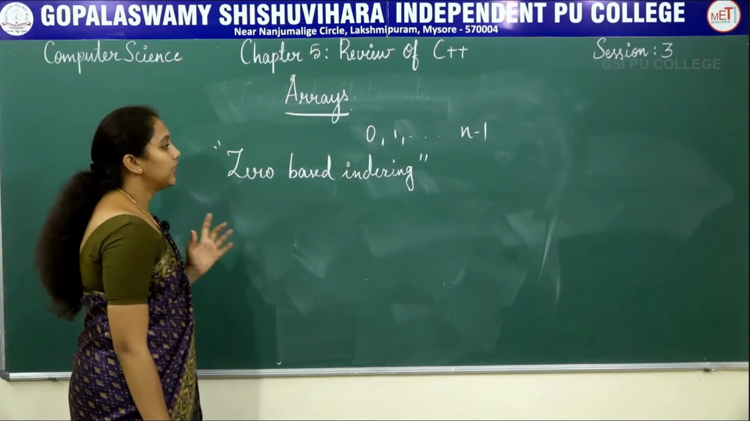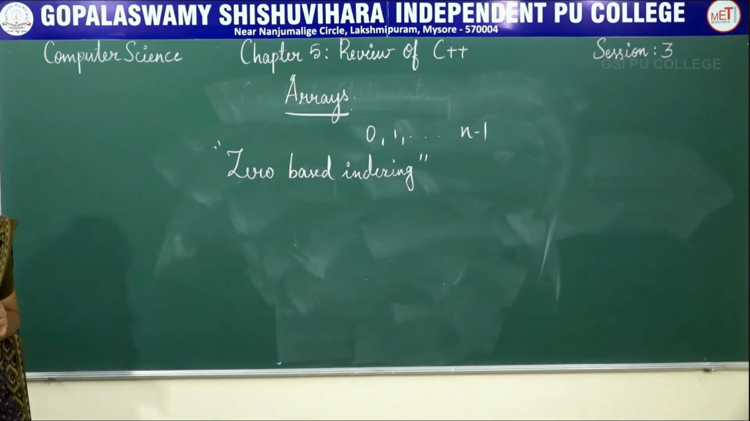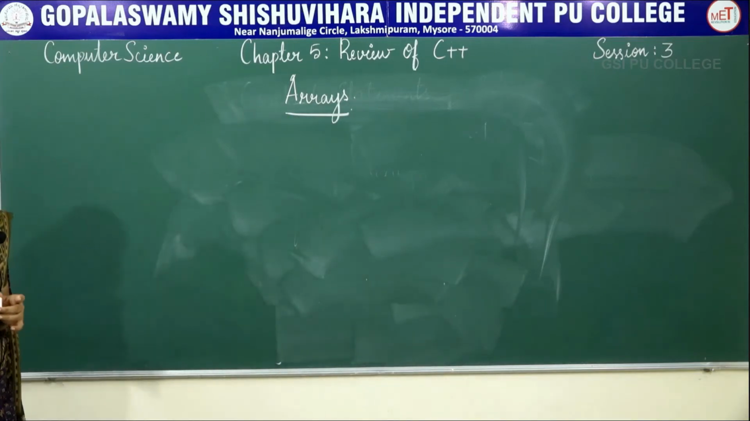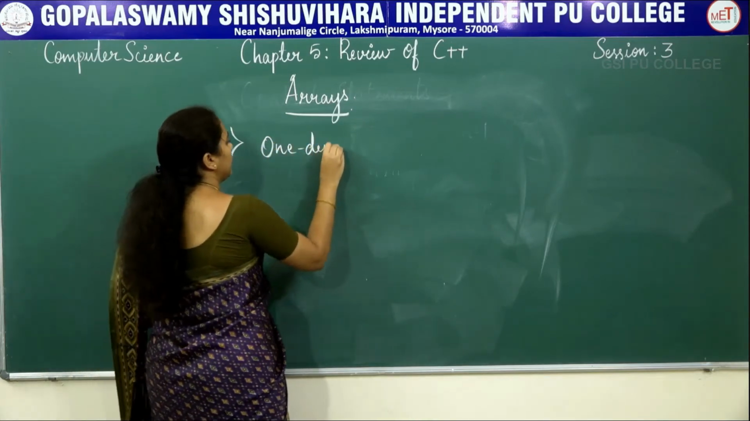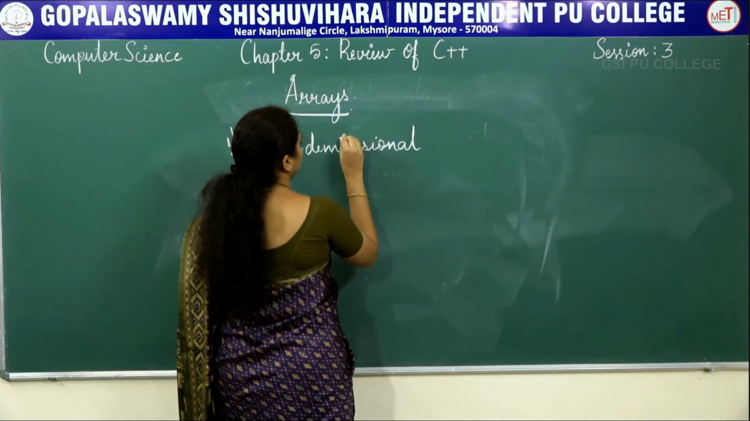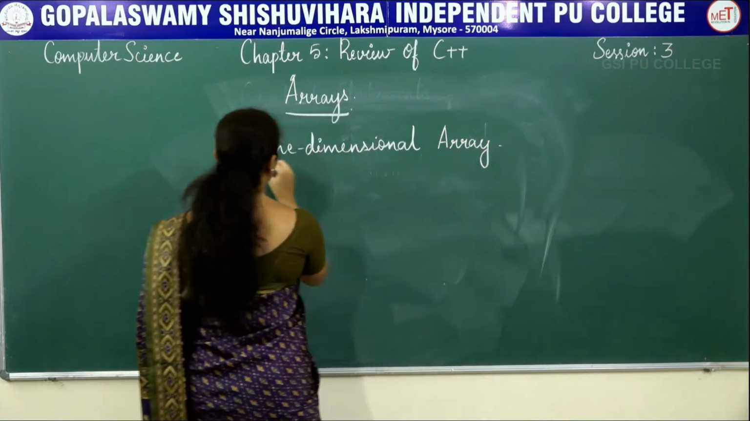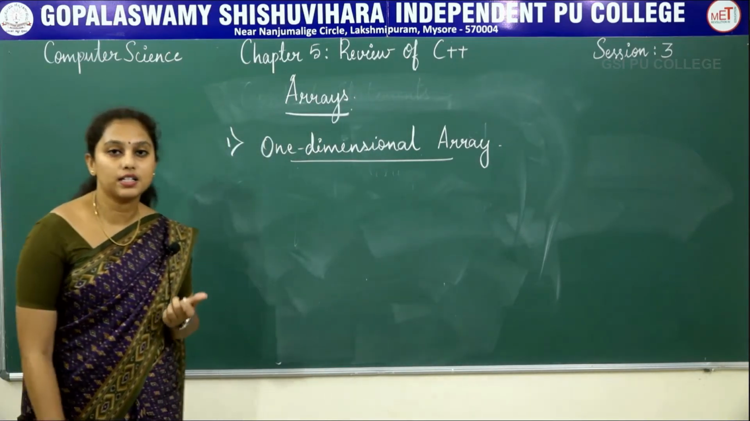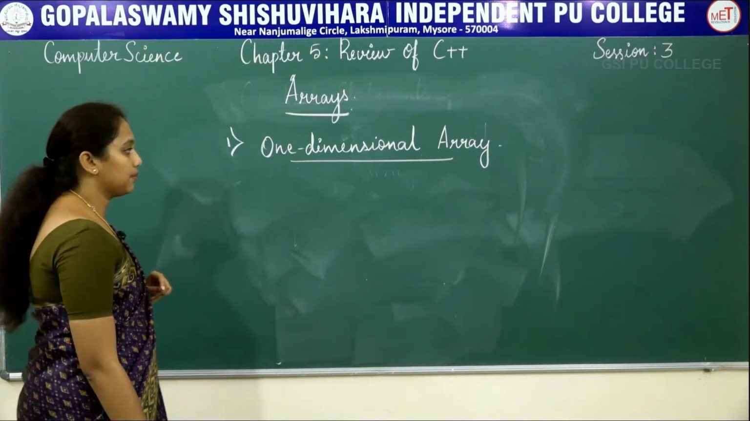So arrays are of three types. The first type is the one dimensional array. What is a one-dimensional array? It is an array in which each element is accessed using only one subscript.